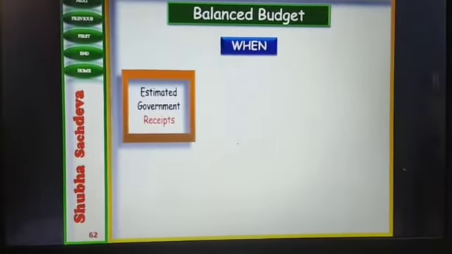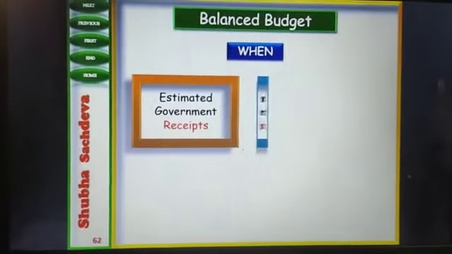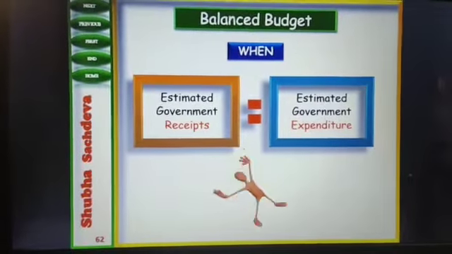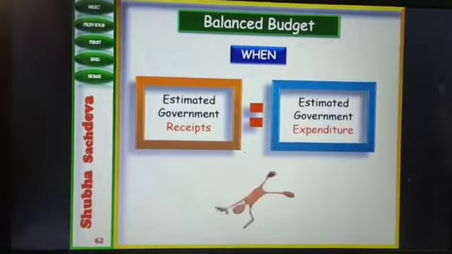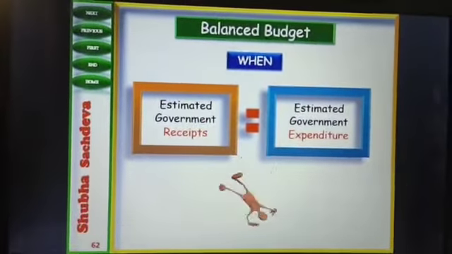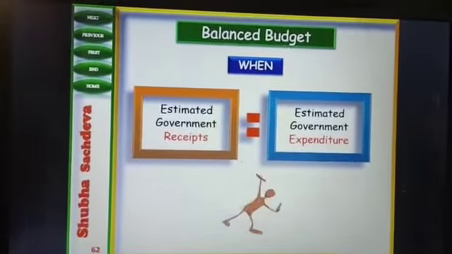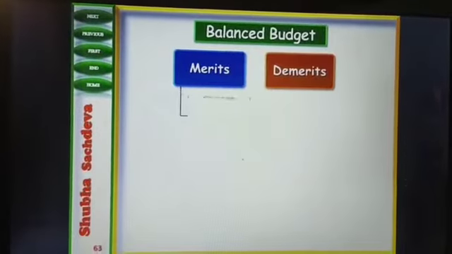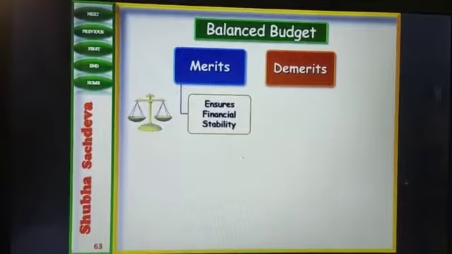Balanced budget, when estimated government receipts are equal to estimated government expenditure. When government is making the budget, the government is estimating the total receipts and total expenditures. When both are equal, then it is called the balanced budget. Let us study some of the merits and demerits of the balanced budget.